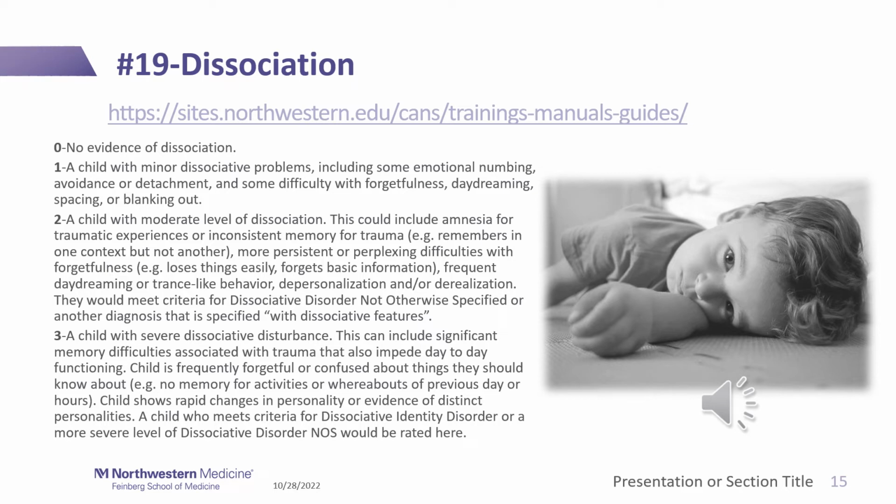And a 3 is a child with severe dissociative disturbances. This can include significant memory difficulties associated with trauma that also impede day-to-day functioning. The child is frequently forgetful or confused about things that they should know about. For example, no memory for activities or whereabouts of previous day or hours. The child also shows rapid changes in personality or evidence of distinct personalities. A child who meets criteria for dissociative identity disorder or a more severe level of dissociative disorder, NOS, would be rated here.